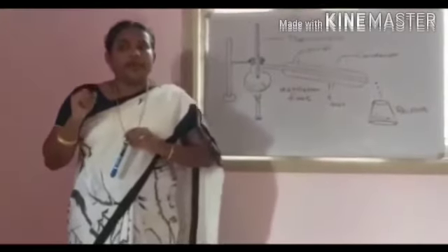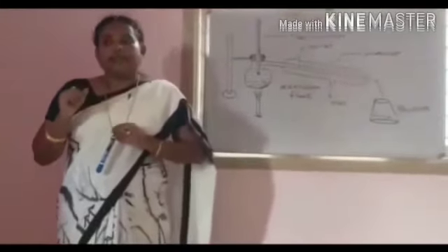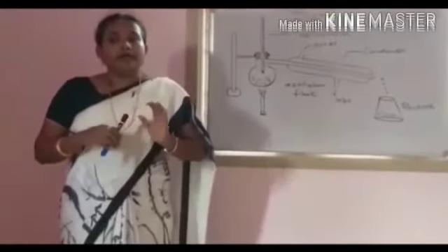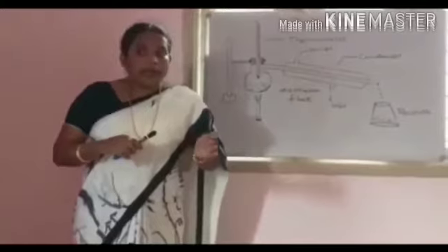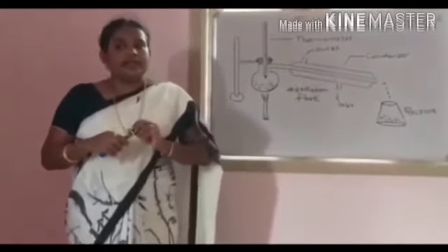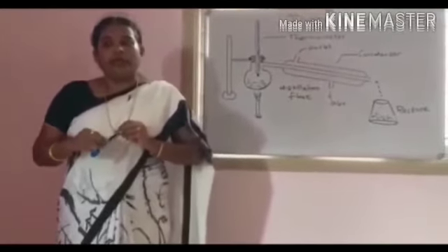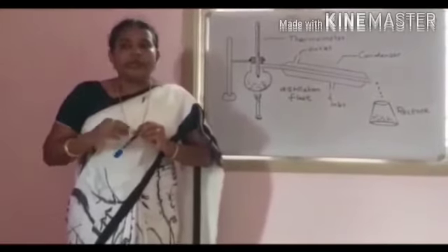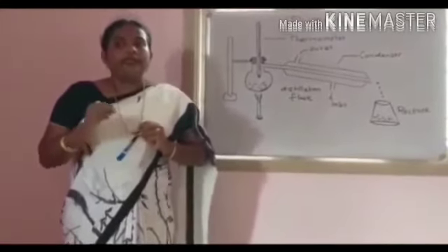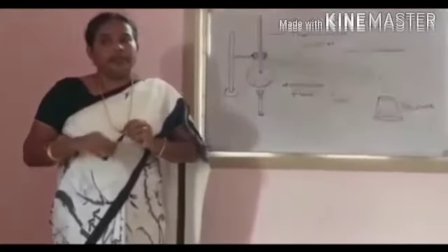Acetone can be separated from water by this method. The boiling point of acetone is 56 degrees Celsius. The boiling point of water is 100 degrees Celsius. The difference in boiling point is 44 degrees Celsius. So acetone can be separated from water by the simple distillation method.